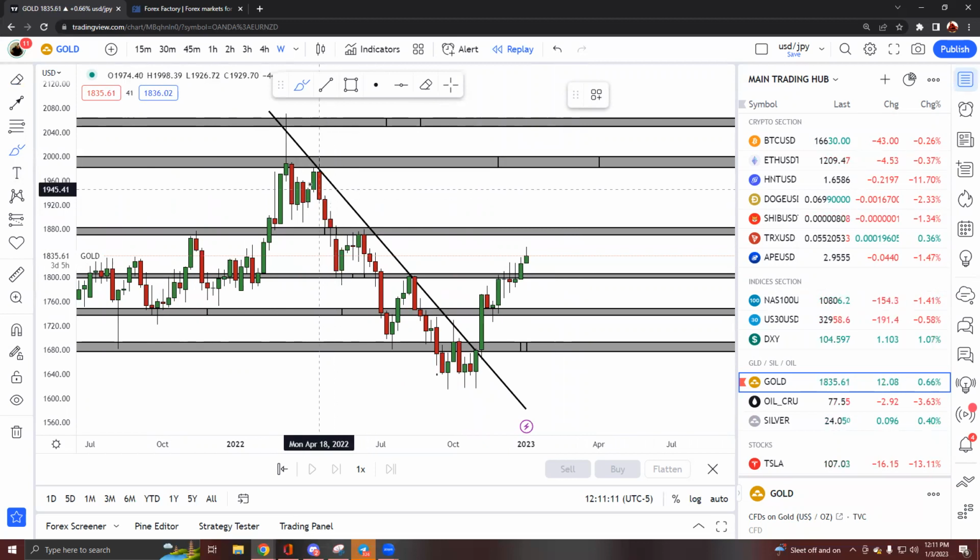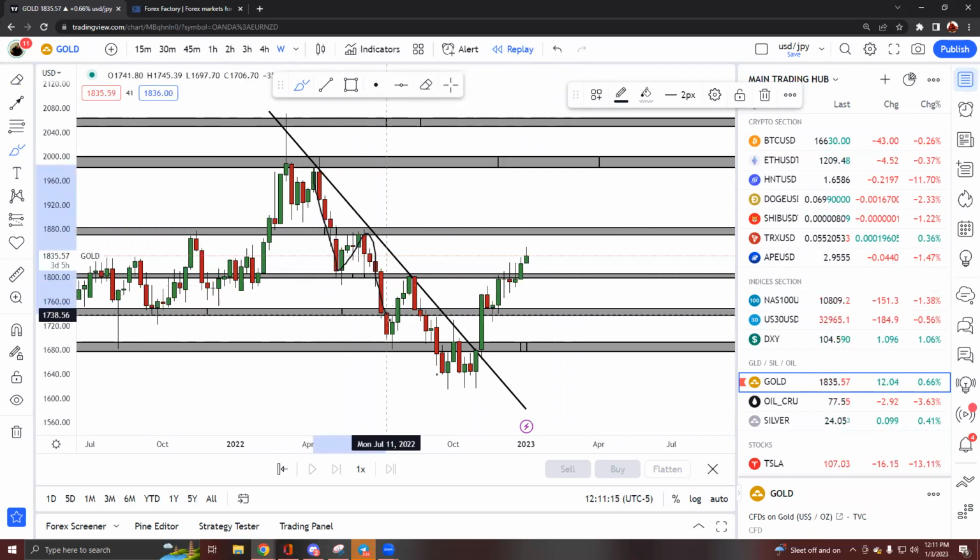If you're seeing this in the most recent past, it fell below this level, it pulled back, right? Fell below this level, it pulled back, right? Fell below this level, and then it pulled back all the way to the downside, right?